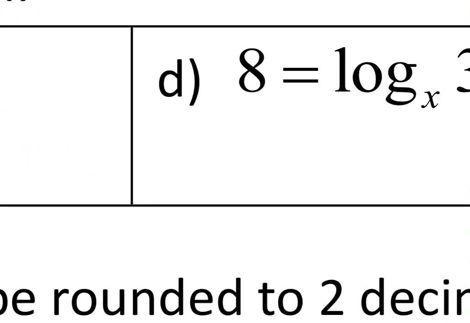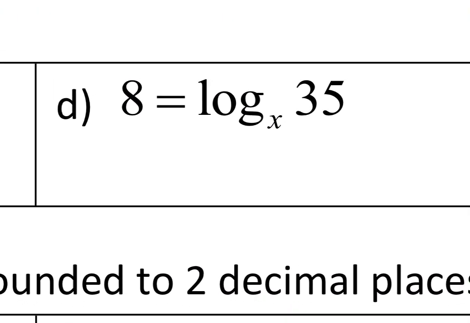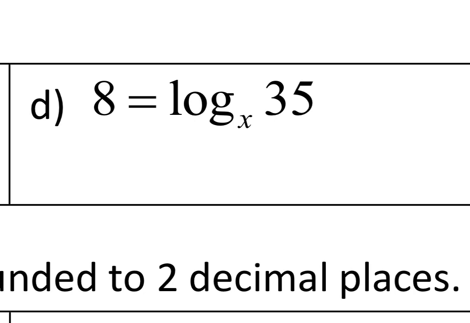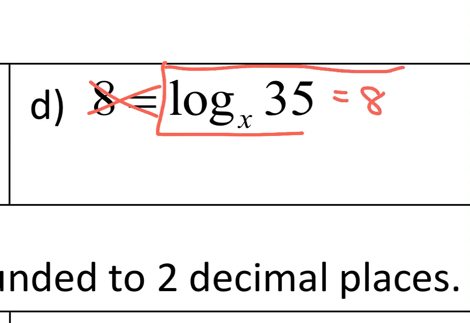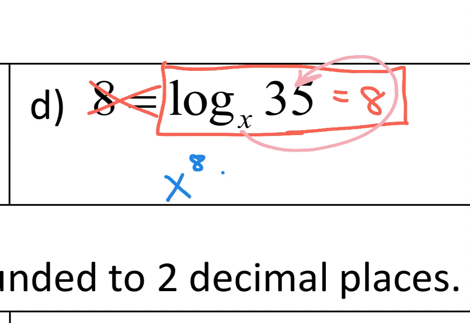And then in this next one, it might help you to rewrite this, instead of the 8 equals being at the beginning, to take this and say equals 8, like that. If you write it like that, then you can think about that curly Q, and your answer here would be x to the 8th power equals 35.